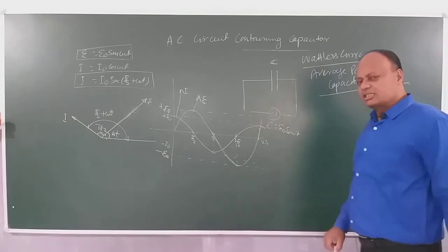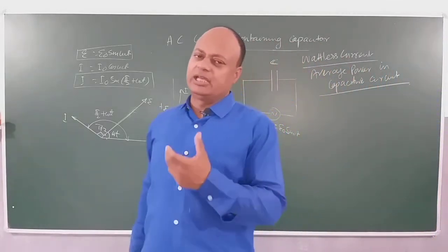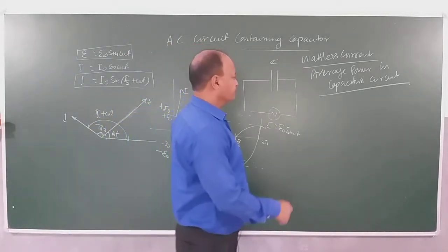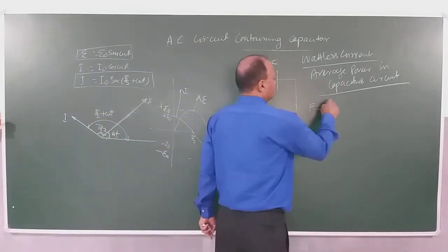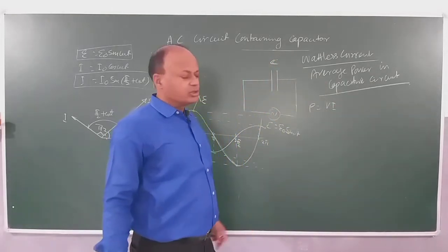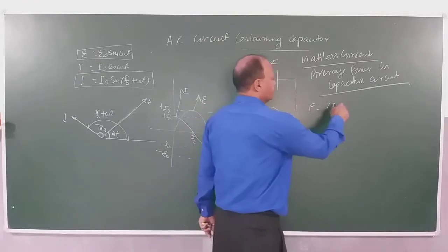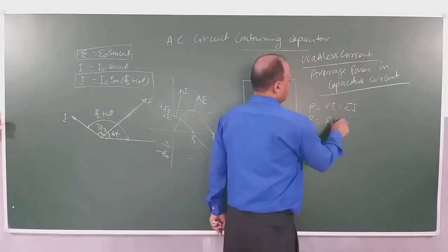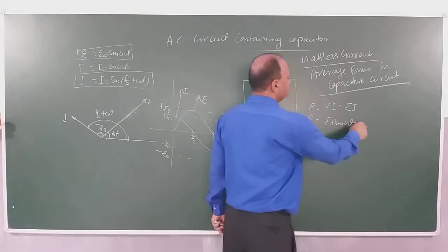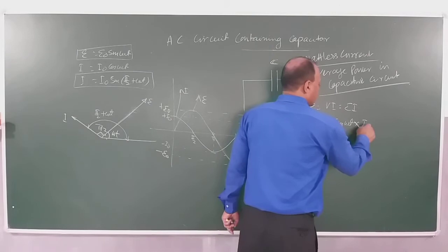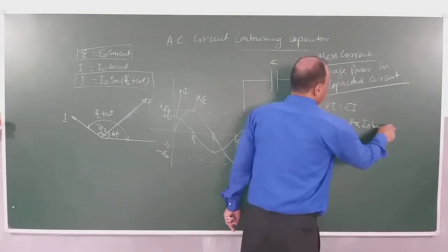Children, we are going to discuss now what is average power in a purely capacitive circuit. We already know, children, P equals V into I, like we did in case of other circuits also. How much is V? V is E, that is E into I, and E is E naught sin omega t. And how much is I, children? I is I naught sin omega t.